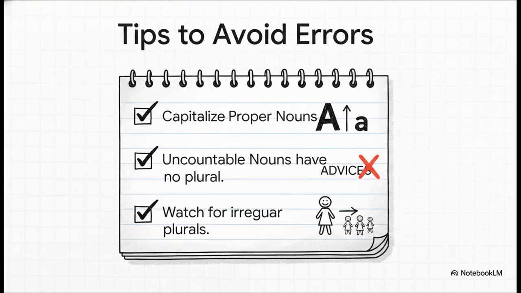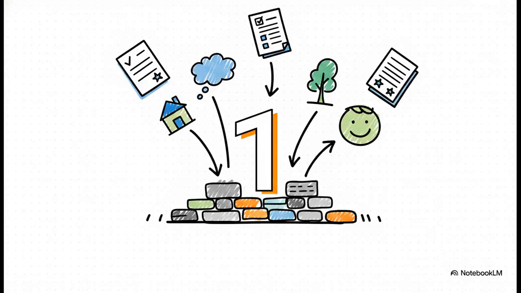So let's finish up with a quick checklist of some must-know tips. Number 1, always capitalize your proper nouns. Number 2, and this is a big one, uncountable nouns like advice or information do not have a plural S. And finally, number 3, keep an eye out for those weird irregular plurals like child becomes children or man becomes men.